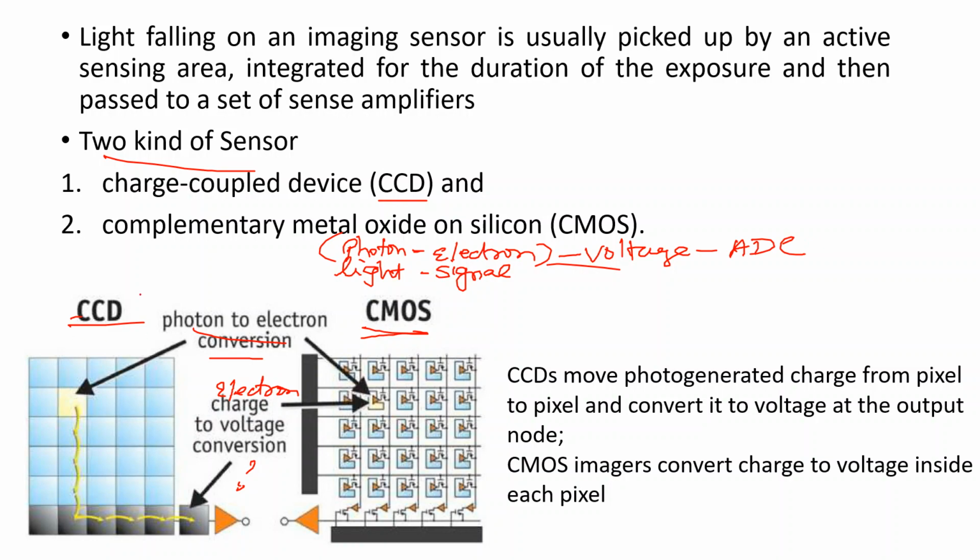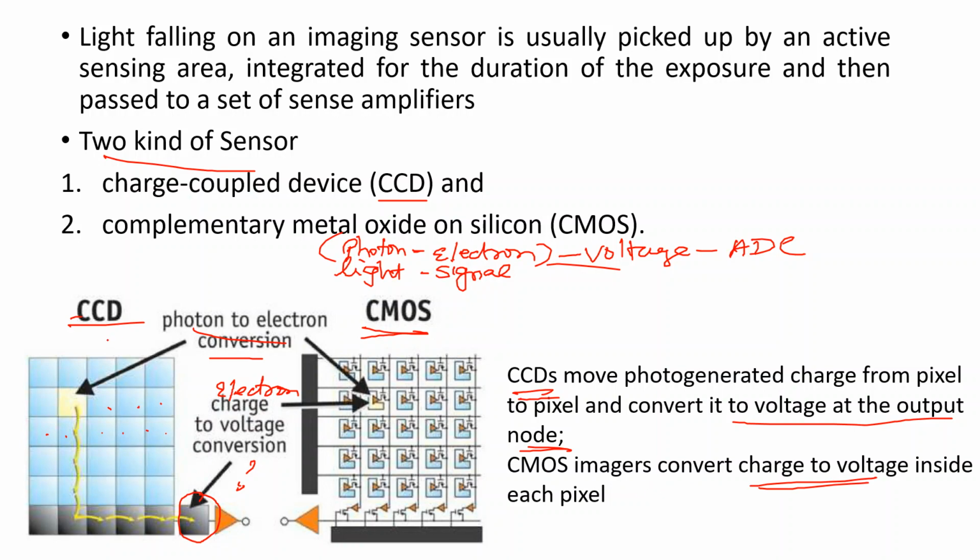In the case of CCD, it is a sequential process. Each pixel converts only the photon to an electron, and finally all the charges are converted into voltage at the last pixel. But in the case of CMOS, every pixel converts the photon to voltage. That is what is mentioned here: in CCD, voltage is converted only at the output node, but in CMOS, the charge is converted to voltage inside every pixel.